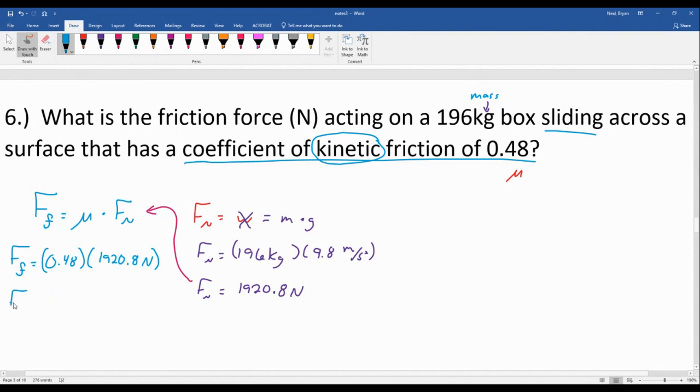All right, then we want to multiply these together. We see again that roughly half of the normal force turns into friction, and in particular for this one, that's going to make 921.98 newtons.